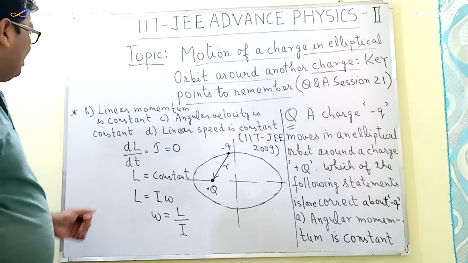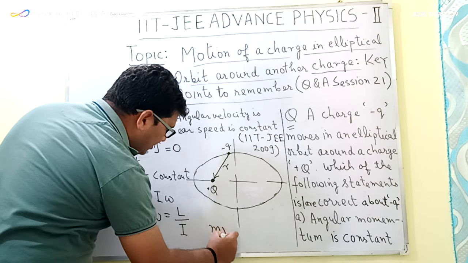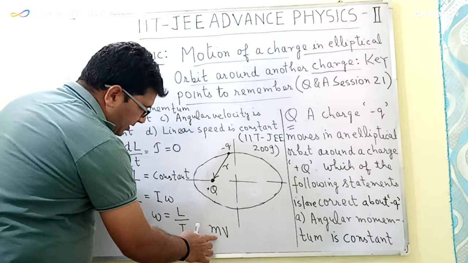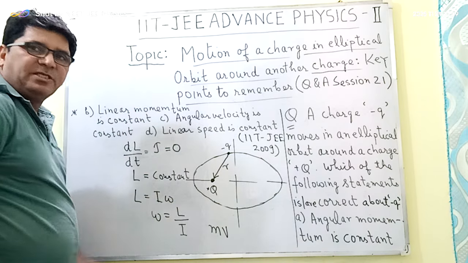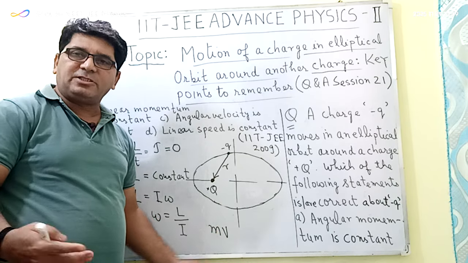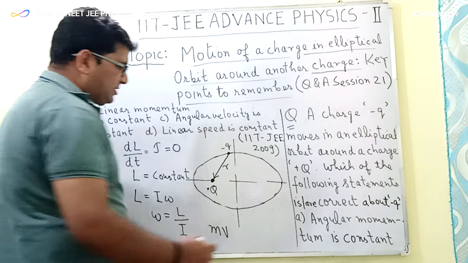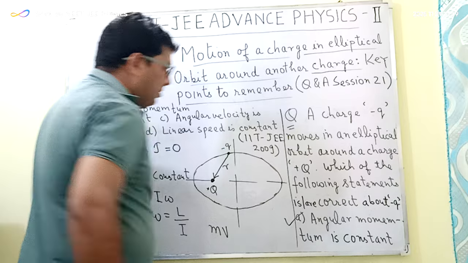Now let's come to this linear momentum. Linear momentum is equal to m into v. Since the linear speed is continuously changing, the linear momentum is also continuously changing. So it is not constant. So the only option which is correct here is A.